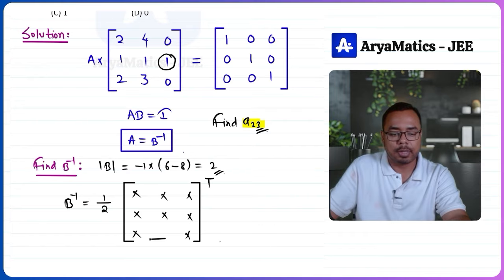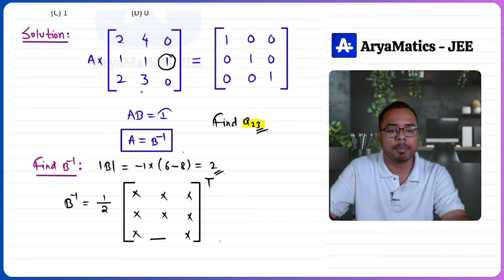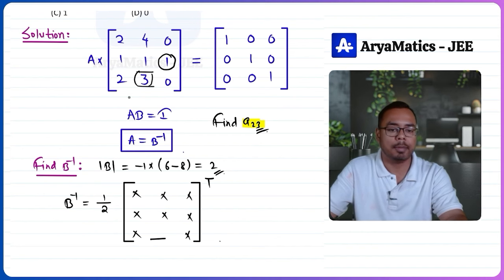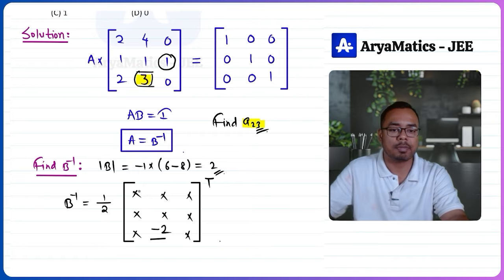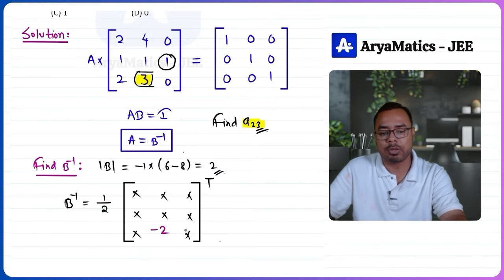So now this element will be the cofactor of the element in third row, second column. That means the cofactor of this element 3, right? So that will be 2 into 1 minus 1 into 0, that is 2. The minor will be 2. And for this particular element, i plus j will be an odd number. So if the minor is 2, the cofactor will be minus 2. That means for B inverse, the element of third row, second column is minus 2.